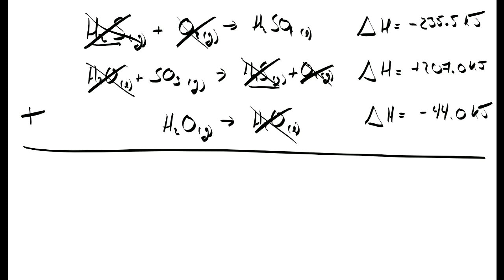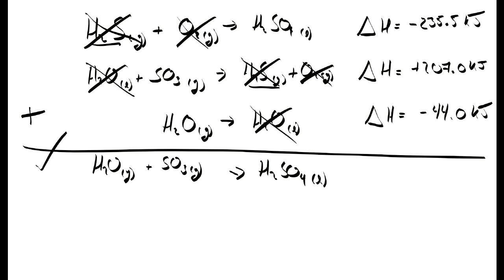And nothing else appears on both sides of the equation, and what that gets us is H2O gas plus SO3 gas makes H2SO4 liquid. That is the equation we were hoping to get. So, boom, that's what we want.